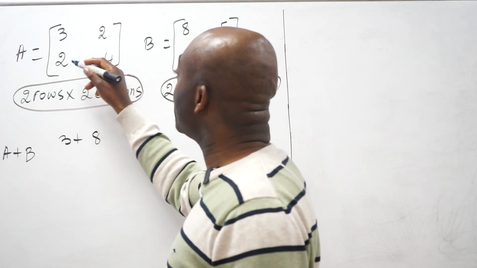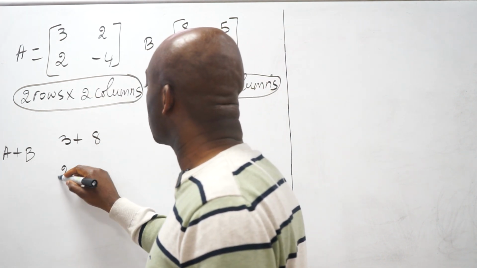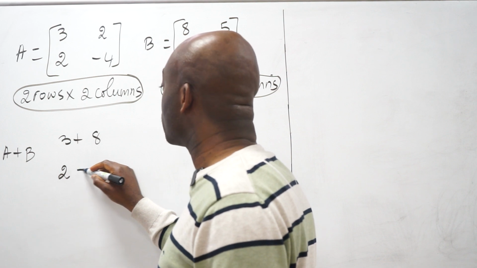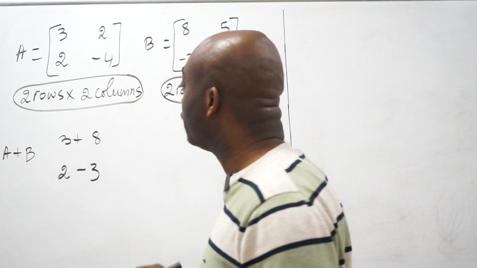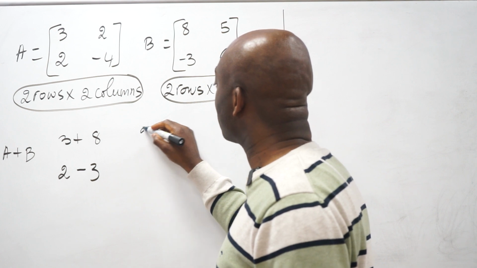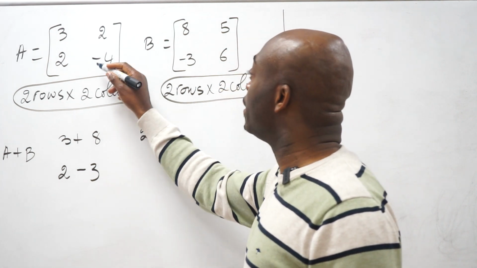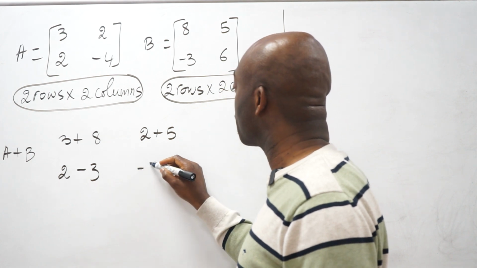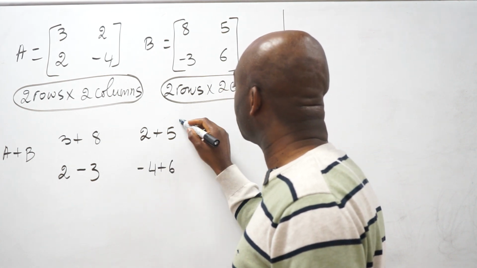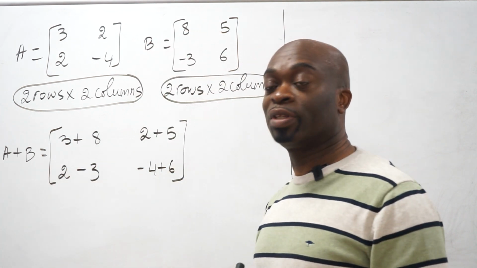If we go this way, that would be 2 plus negative 3, which is 2 minus 3. Then once we come here, 2 plus 5. And then once we get here, negative 4 plus 6. Close it. So this is equal to what?